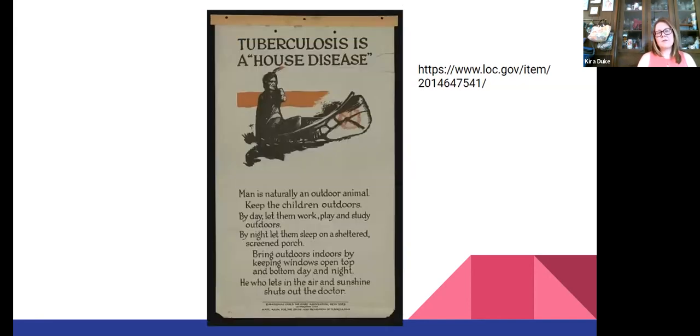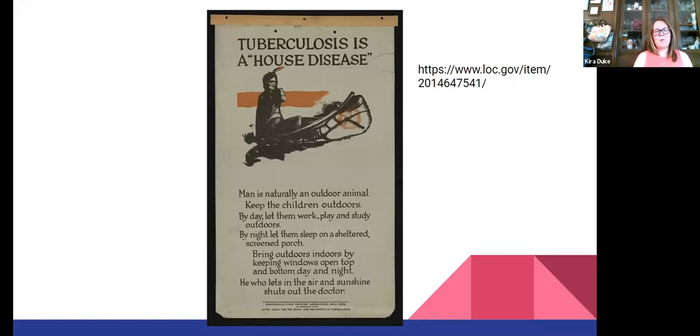The next one, tuberculosis, is a house disease. We see what looks to be a Native American man sitting in a canoe. And it says, man is naturally an outdoor animal. Keep the children outdoors. By day, let them work, play, and study outdoors. By night, let them sleep on a sheltered screen porch. Bring outdoors indoors by keeping windows open, top and bottom, day and night. He who lets in the air and sunshine shuts out the doctor.